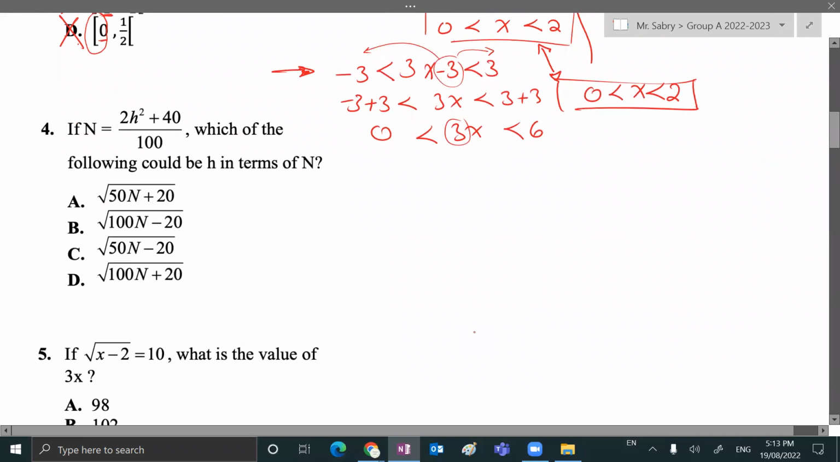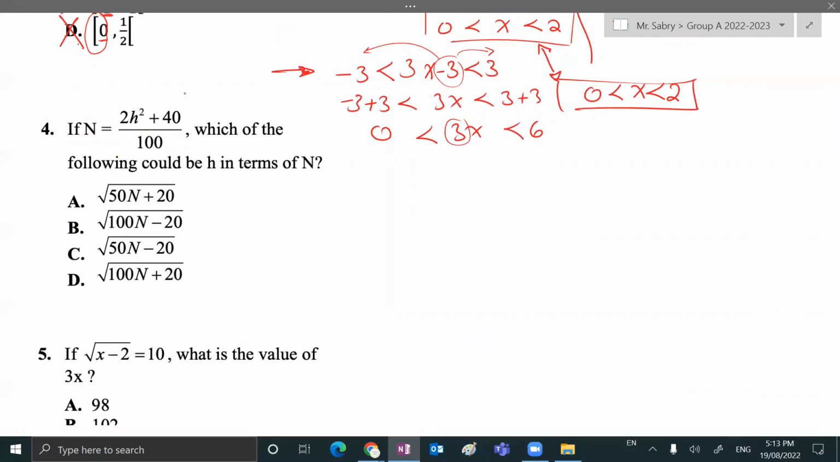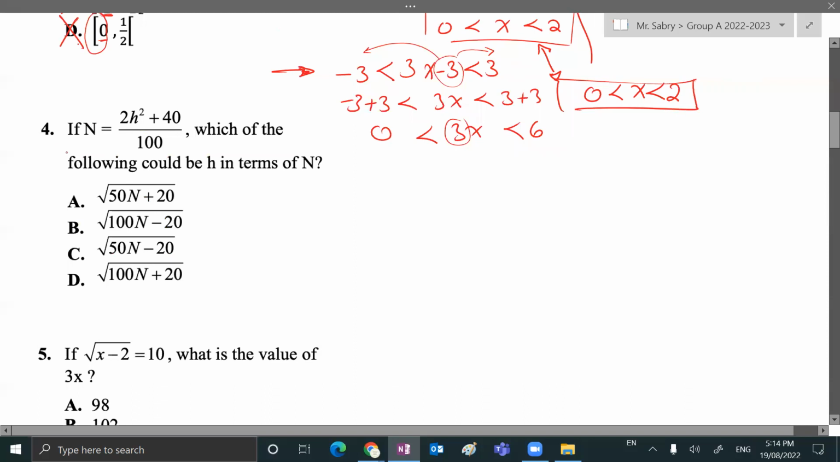يلا نجرب نمبر 4. Again, the type of questions, keep notice, يعني ركزوا قوي في حته where do I start, what do I care about and so on. So when I read this it says if n is equals to whatsoever, this is not something that I'll focus on at all دلوقتي, it doesn't matter. Which of the following could be h in terms of n? Okay, that's what matters. يعني this is the wanted now, and then I عايز h in terms of whatsoever.